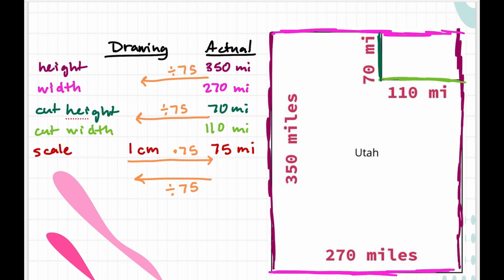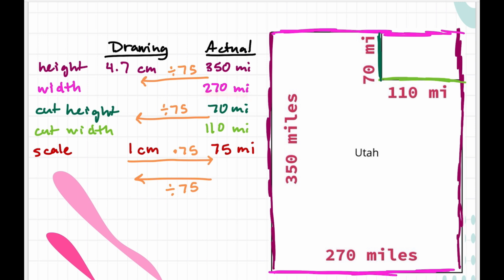So let's go through these step by step. We are going to begin with the actual height is 350, going backwards and dividing, and I have 350 divided by 75 gives me, and I know it's not very pretty, it's not very nice, when you type it in, you get 4.66666, and that 6 repeats. We're going to just make it nice and simple for ourselves. That 4.66666 is eventually just going to round up to 4.7. So that's what I'm going to do here. We're just going to call it 4.7, but let's make sure we change our miles to centimeters in the drawing.